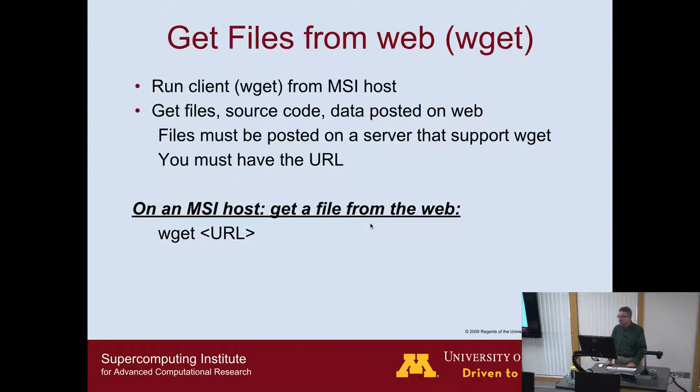Next we have wget. And this is great for downloading data that's been staged on the internet. It's a pretty standard command and very, very simple to use. You just do wget and then give it the name of the URL that corresponds to the data you want to download. It assumes that the data has been staged in such a way that that server will allow you to do this. But many data repositories, software repositories, will facilitate this.